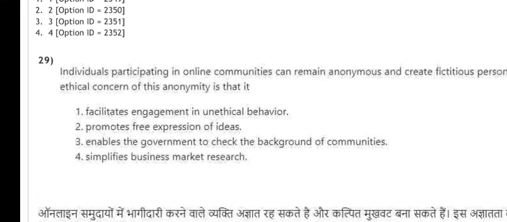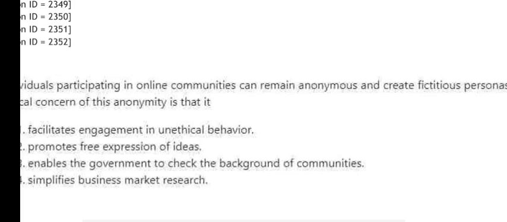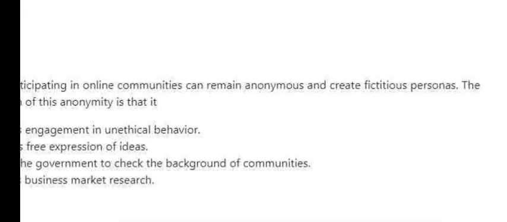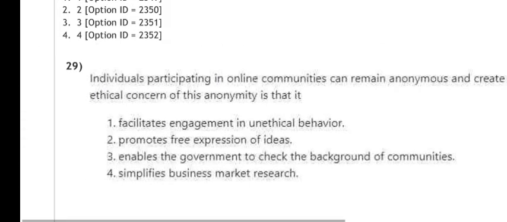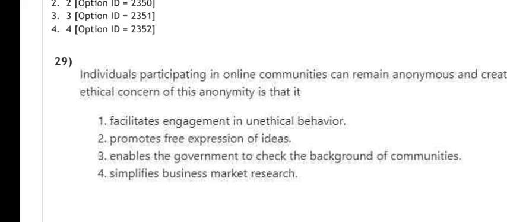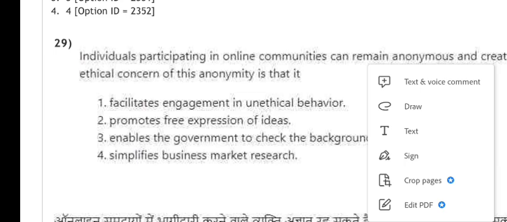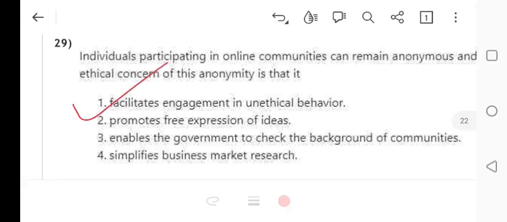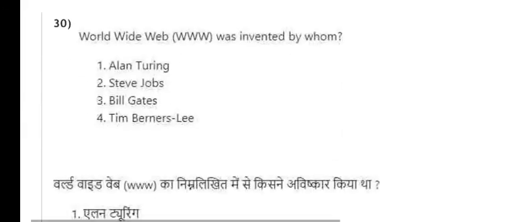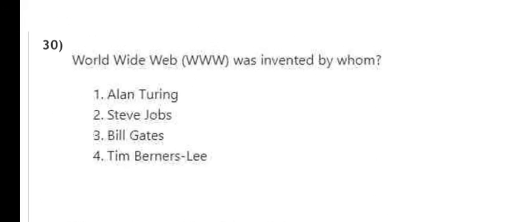Next, individuals participating in online communities can remain anonymous and create fictitious personas. The ethical concern of the anonymity is that it: facilitates engagement in unethical behavior, promotes free expression of ideas, enables the government to check the background of communities, simplifies business market research. So it will be facilitates engagement in unethical behavior. Next, the World Wide Web, WWW, was invented by whom? Alan Turing, Steve Jobs, Bill Gates, Tim Berners-Lee. So it will be Tim Berners-Lee.